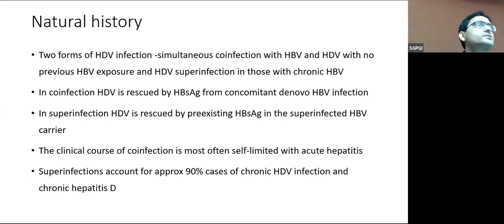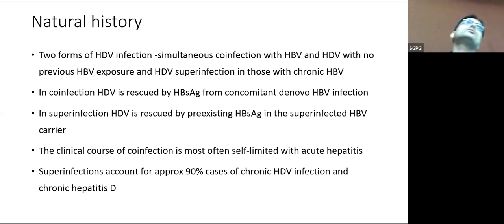So one is the co-infection, in which both of the viruses are introduced into the body at the same time. And the other one is the super infection, in which on top of hepatitis B virus, the patient is getting hepatitis D virus. The important thing to remember is that in co-infection, usually the presentation is like that of acute viral hepatitis. So the patient will have prodrome, jaundice, icterus, and then subsequently recovery occurs in almost all the individuals.